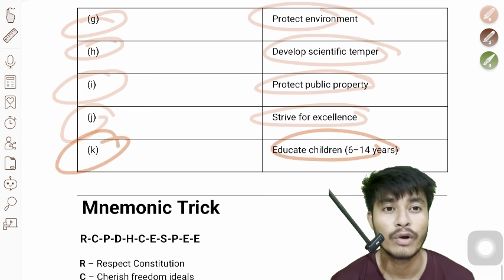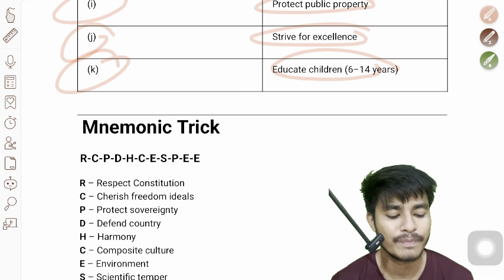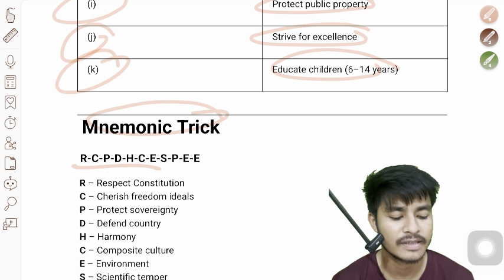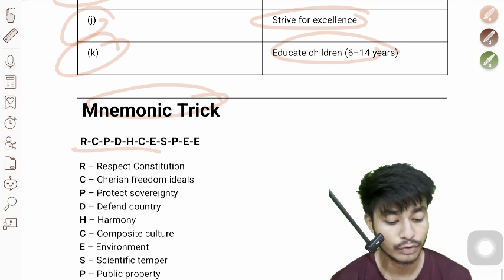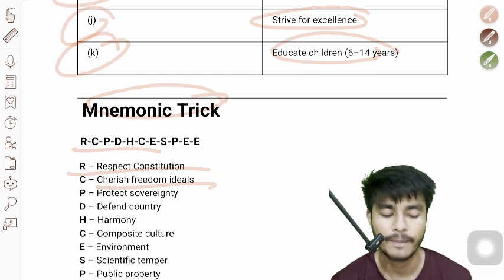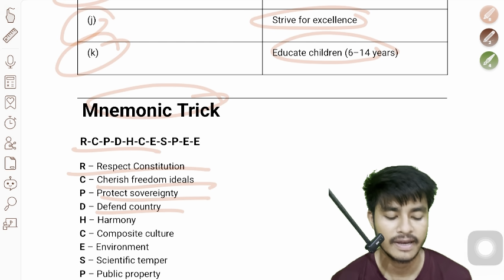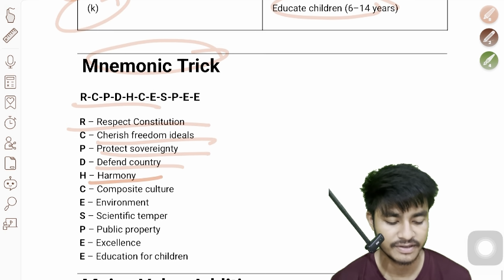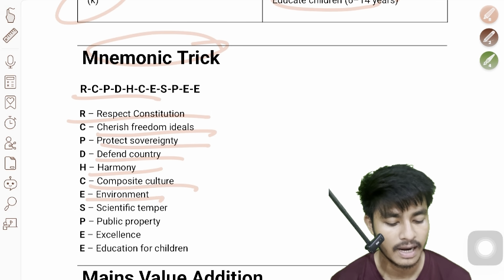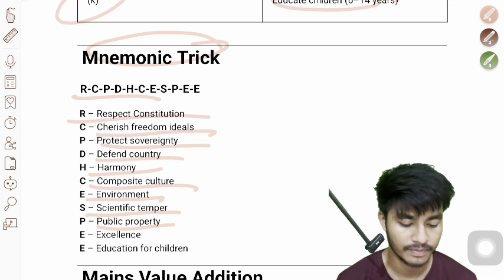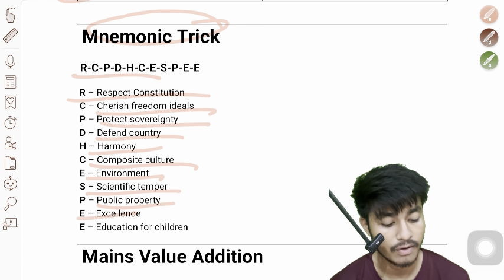We'll move to the mnemonic tree. So R C P D H C E S P E E. R means respect constitution, C means cherish freedom ideals, and P means protect sovereignty, and D means defend country, and H means harmony, and C means composite culture, and E means environment, and S means scientific temper, and P for public property, and E for excellence, and E for education for children.